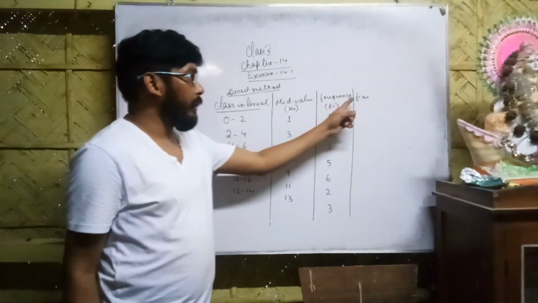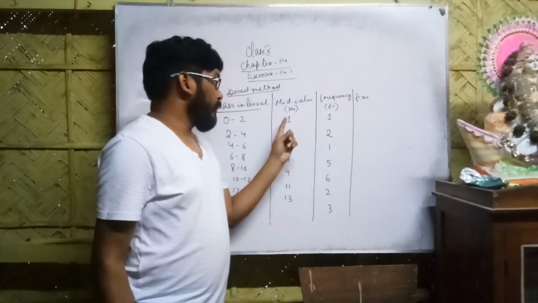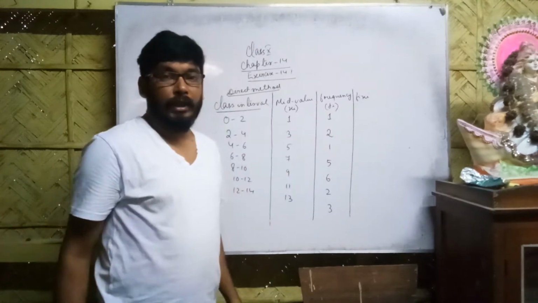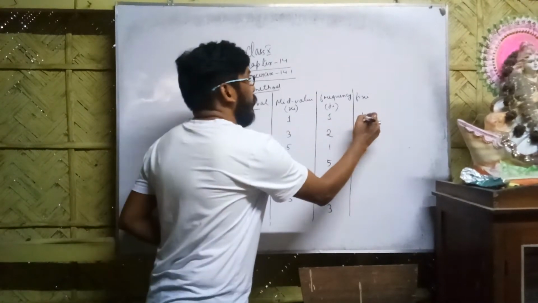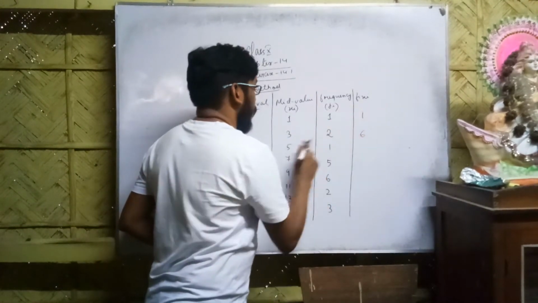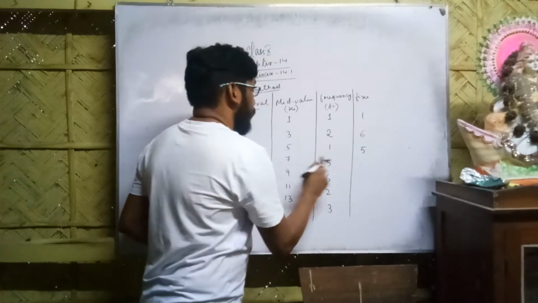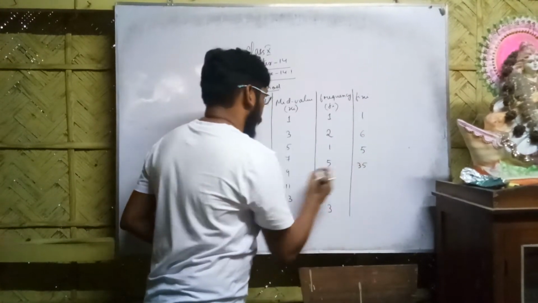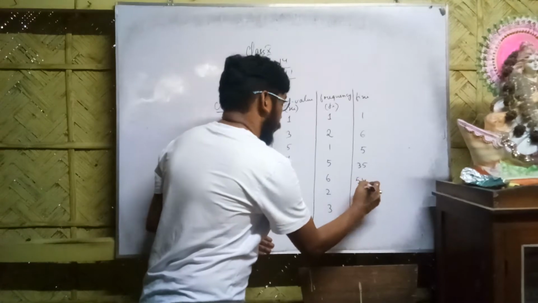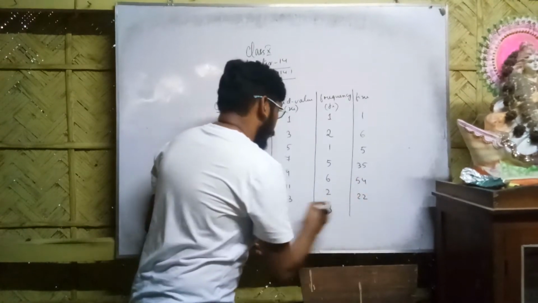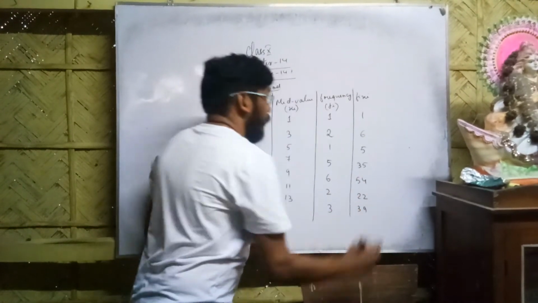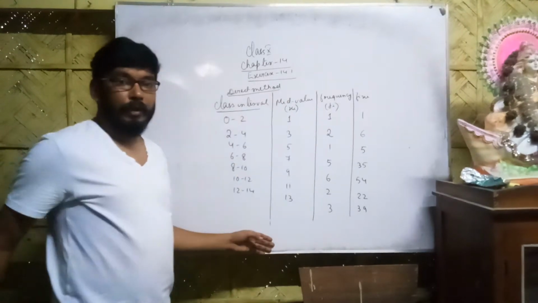The next step is fi xi, meaning mid value and frequency I have to multiply. So 1 times 1 is 1, 3 times 2 is 6, 5 times 1 is 5, 7 times 5 is 35, 9 times 6 is 54, 11 times 2 is 22, and 13 times 3 is 39. So this is the formation of the table.